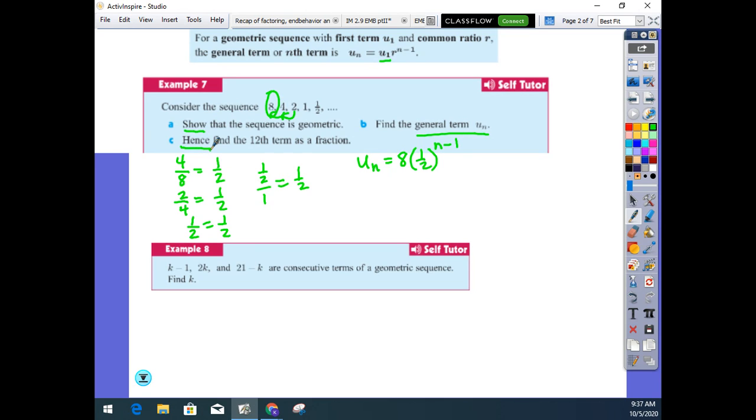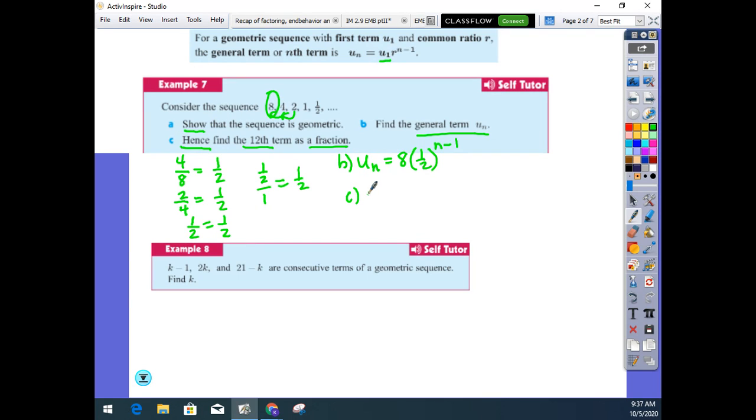Hence means using the previous information that you just found, find the 12th term as a fraction. That's really important because a lot of times your fractions don't work out evenly, but you also need to pay attention to the format that they ask for. You could have the correct answer, but if it's not in the correct format, you won't get all your points.